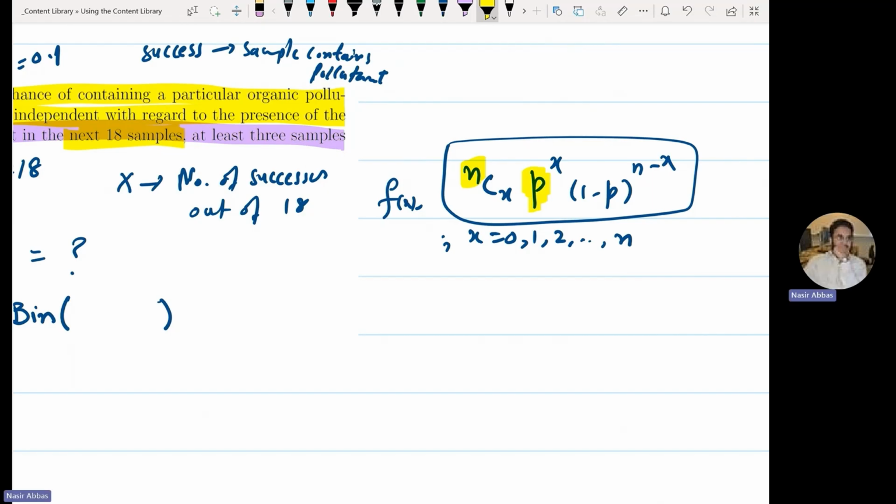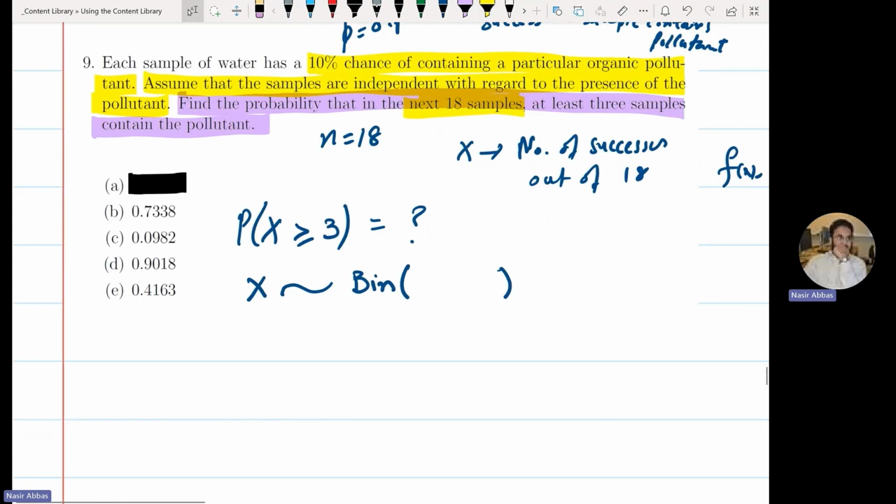You see n and you see p, right? Now, after recognizing that x has a binomial distribution, you need to find these two numbers from the question. What is n and what is p? n is 18 and p is 0.1. That's it. That's all the solution. You don't need to do much now.